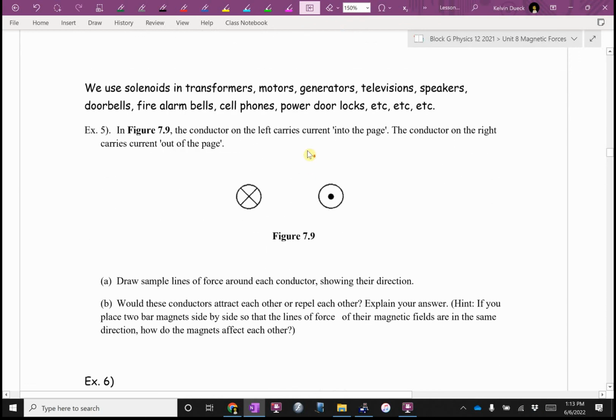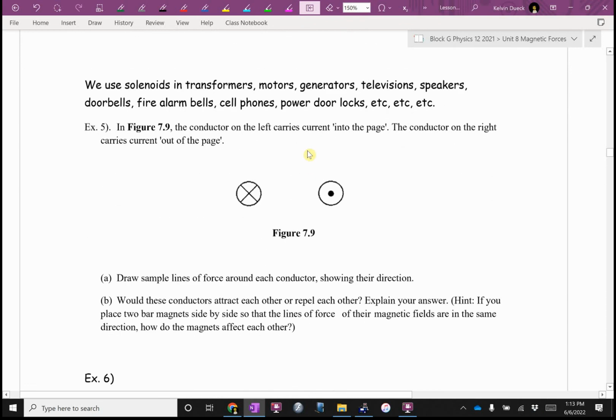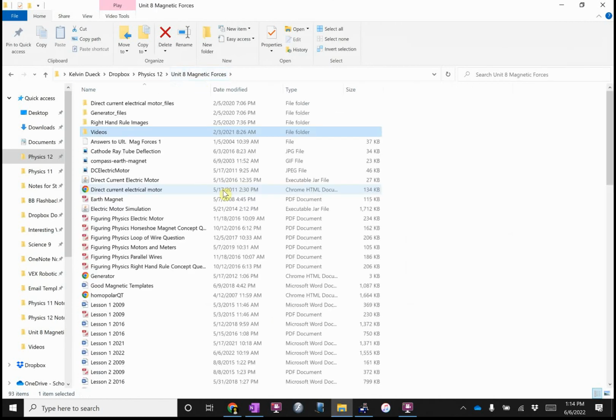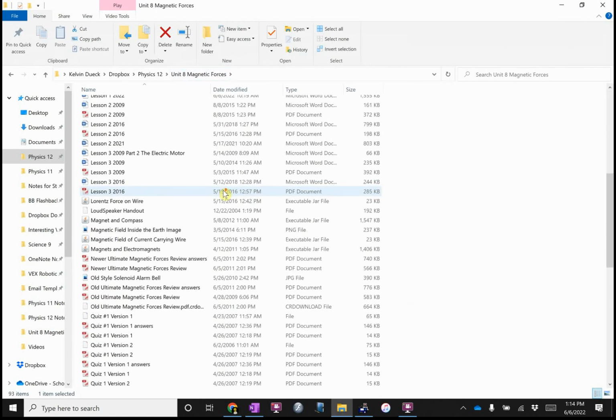Yeah, I do. Good. We use solenoids in transformers, not the toys, but the actual electric devices, electric motors, generators, TVs, speakers, doorbells, fire alarm bells, cell phones, power door locks, etc. A friend of mine used to live in a very old building in downtown Vancouver. The building was built in 1930. And when I visited his building, I saw his fire alarm.